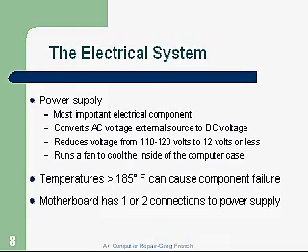It reduces the voltage from 110 to 120 volts down to 12 volts or less. Typically 12, 5, 3.3, and even less for the CPU. It also runs a fan to cool the inside of the computer case. We usually use the 12 volts for the fans, but 12 volts is also more efficient for running motors. So we have 12 volt motors in our hard drives and our CD-ROMs. We need to keep the temperatures less than 185 degrees Fahrenheit, otherwise we can have component failure.